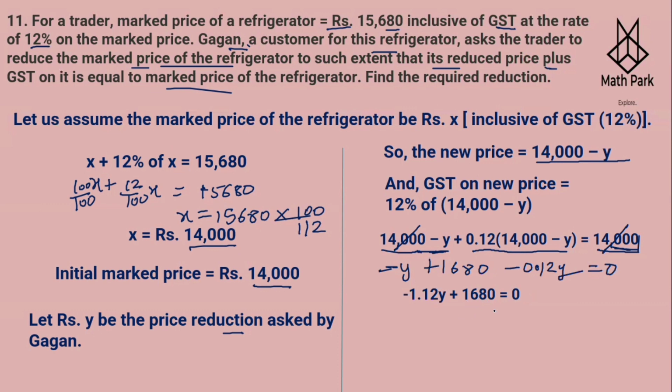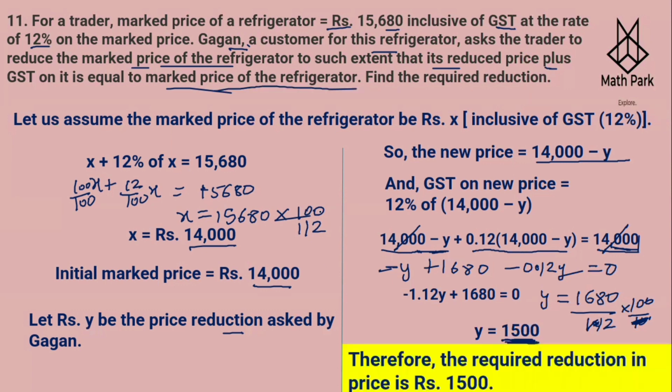Shift this over here. So you get Y is equal to, this 1680 goes here, it becomes minus. So Y is finally going to be equal to 1680 divided by 1.12. So multiply this by 100 upon 100. Simplifying this, when you multiply by 100, this decimal point gets removed. So 168,000 divided by 112, you get 1,500. So the required reduction is going to be rupees 1,500.